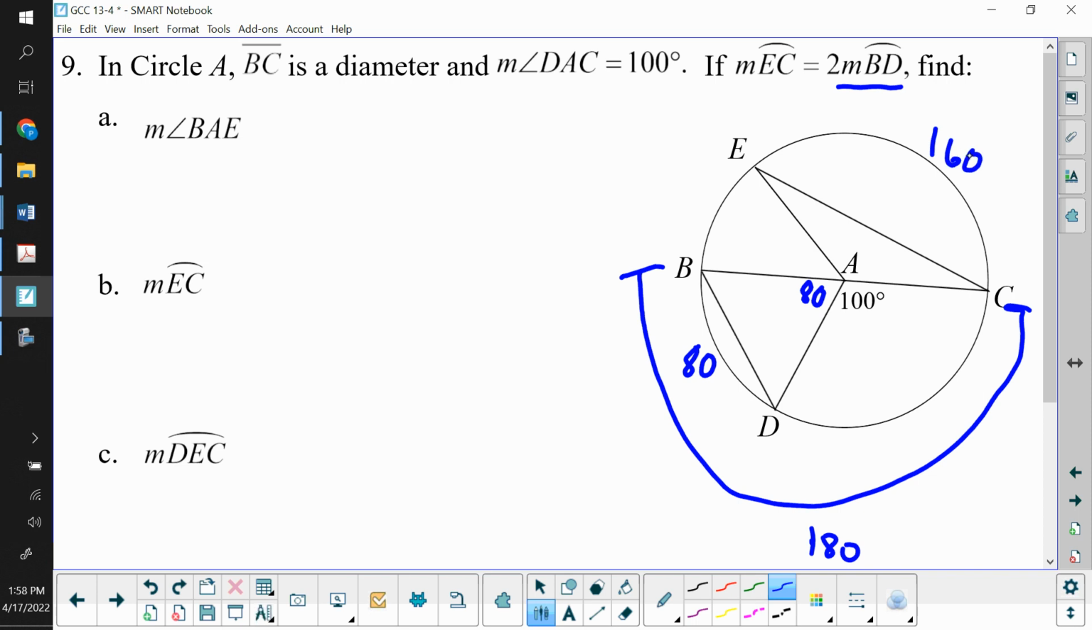Well, keep in mind, bottom half is 180, top half should be 180. So if this arc is 160, we've got 20 left over for that spot. Well, they now want us to find the measure of arc BAE, this angle right here. Remember, A is our center, so that's a central angle. Central angle is the same as the arc that you open up to. So angle BAE would just be 20 degrees as well.